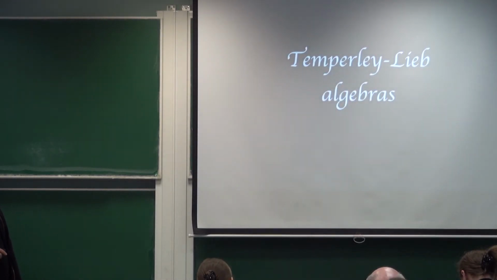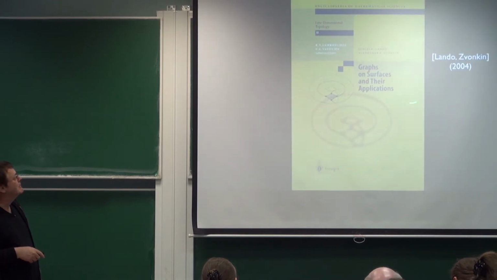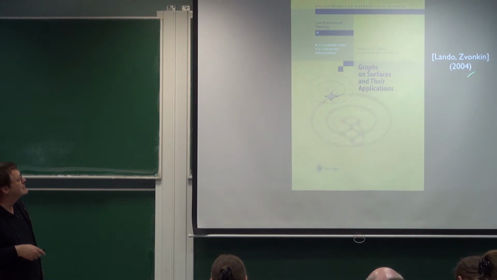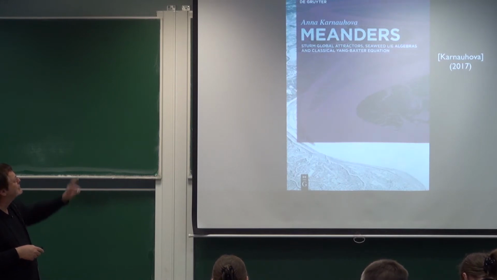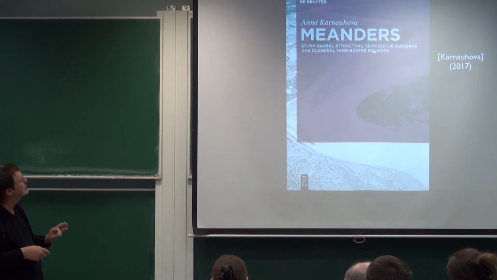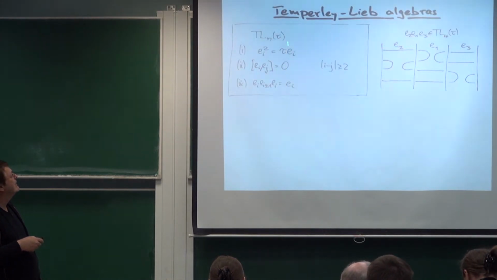Another connection is to Temperley-Lieb algebras, which I know even less about than billiards, so let me get done with that quickly. But if you want to talk to experts, there is a book of Lando and Zvonkin, and there is a book of a former student of mine, Anna Karnauhova, who has related meanders to all kinds of things like global attractors, seaweed algebras, Yang-Baxter equations, Bethe ansatz, and so on. Aha. And here we are.